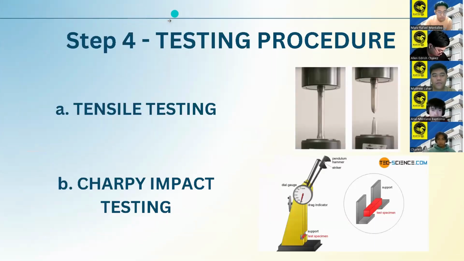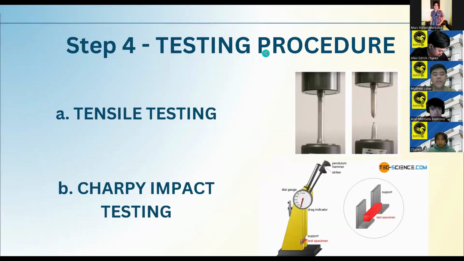Next. For testing procedure, this is where we conduct the destructive testing according to the specific method the mechanics or the technicians are using. The exact procedure will depend on the type of test, but there are 6 common destructive test methods that are to be discussed. The first one is tensile strength.